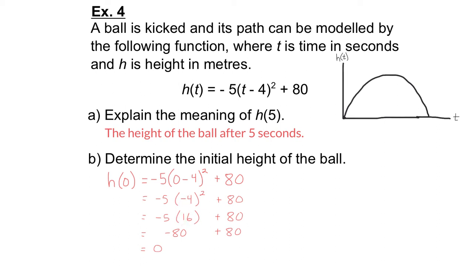Okay, brackets, exponents, division and multiplication. Well, here's multiplication right here. Negative 5 times 16 is minus 80. And then we have our addition and subtraction. So minus 80 plus 80 is 0. So determine the initial height of the ball. The initial height is 0 meters.